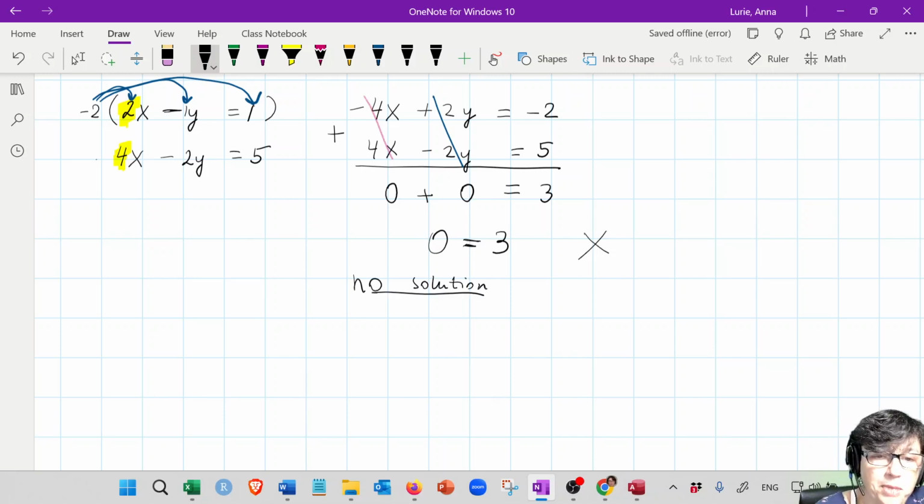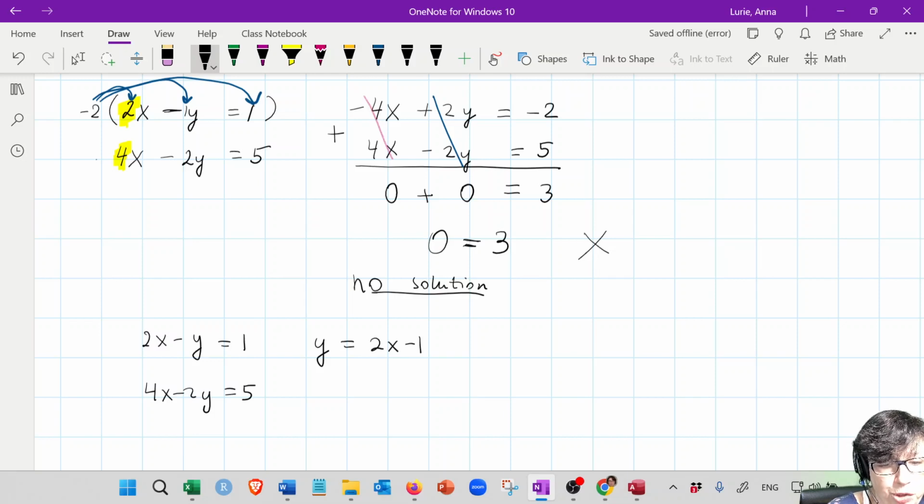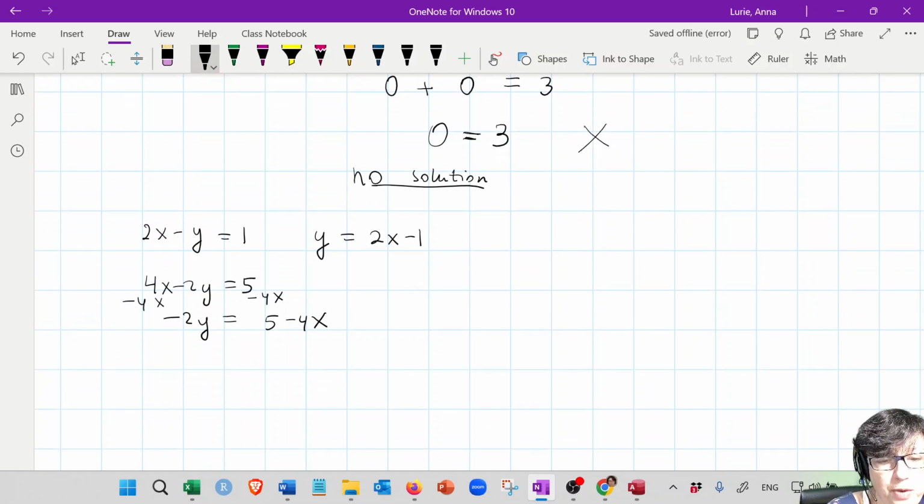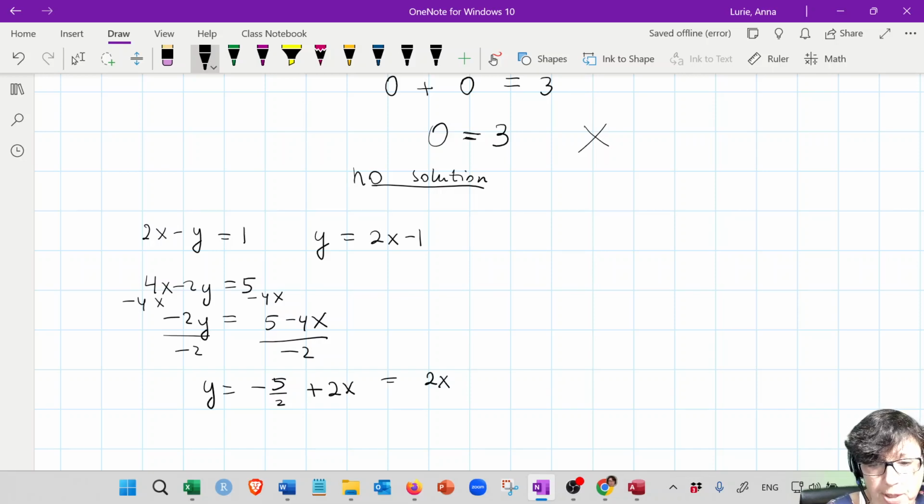So usually what that means is that the two equations are actually parallel lines. The first equation is 2x minus y equals 1. If you solve this for y, you get y equals 2x minus 1, right? So that's the first one. And the second one is 4x minus 2y equals 5. If I want to solve this for y, I get negative 2y, so subtract 4x from both sides, you get 5 minus 4x. And then you want to divide everything by negative 2, so remember to divide the whole thing. You get negative 5 halves plus 2x, or you can write it as 2x minus 5 halves.